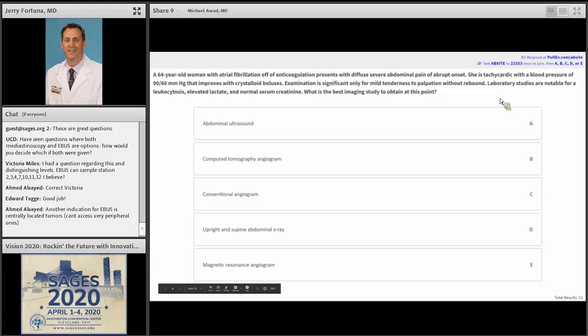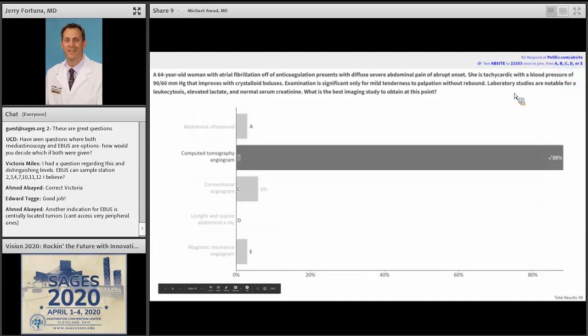What is the best imaging study to obtain at this point? A, abdominal ultrasound, B, CT angiogram, C, conventional angiogram, D, upright and supine abdominal x-ray, or E, MRA. All right, yep, very good.